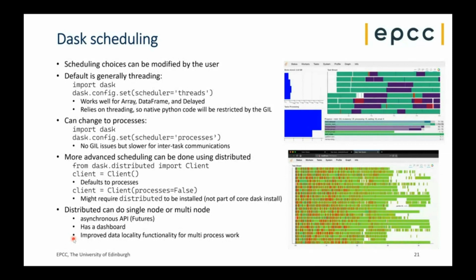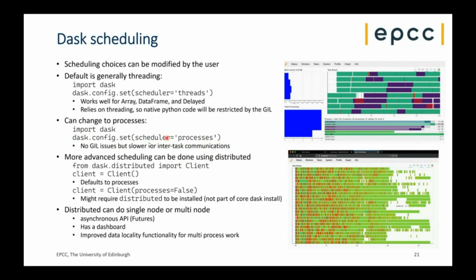Dask scheduling can, though, be modified by users, so that's the default. Actually, when we import Dask, we can say what we want it to do. So we can do dask.config, and we can set the scheduler to be processes. So this is a global thing. We can say, specify for all the Dask stuff I'm doing, set up my scheduler to be processes instead of threads.